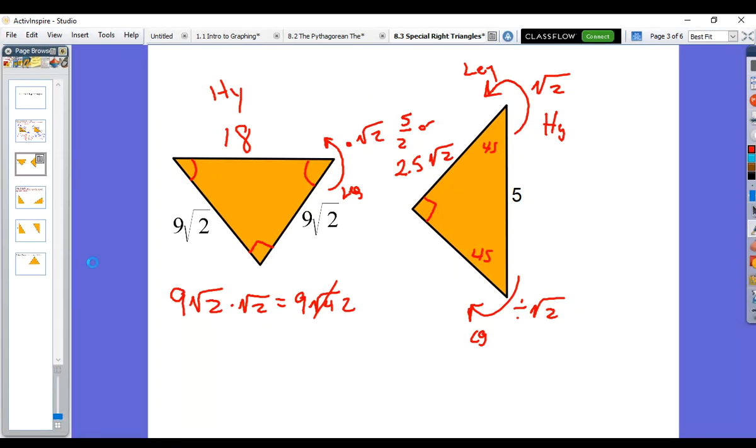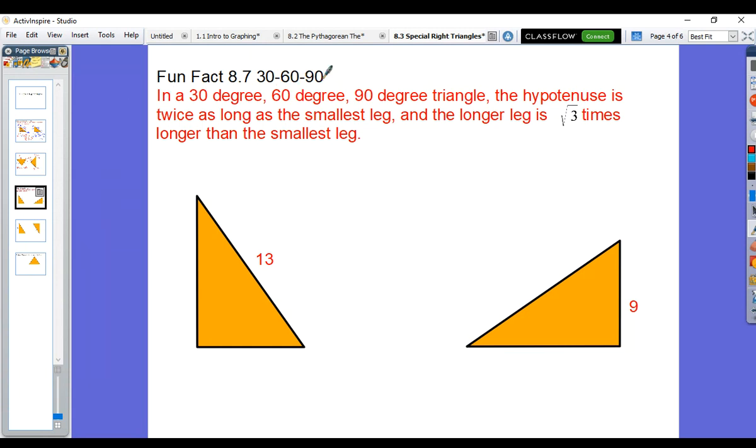The next one, we call it the 30-60-90 degree theorem. Take a wild guess why. You're right. It is a 30 degree, a 60 degree, and a 90 degree angle right there. So the theorem says the hypotenuse is twice as long as the smallest leg, and the longer leg is radical 3 times longer than the smallest leg. So everything here is based off the smallest leg. Our goal is to always know what the smallest leg is.